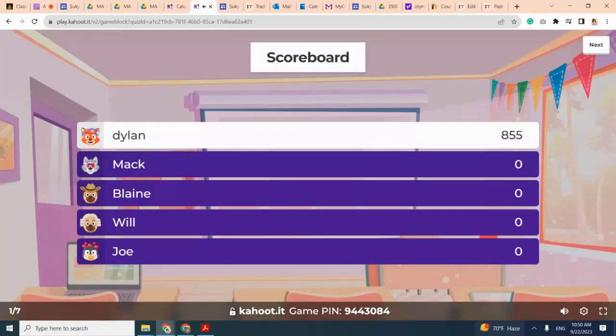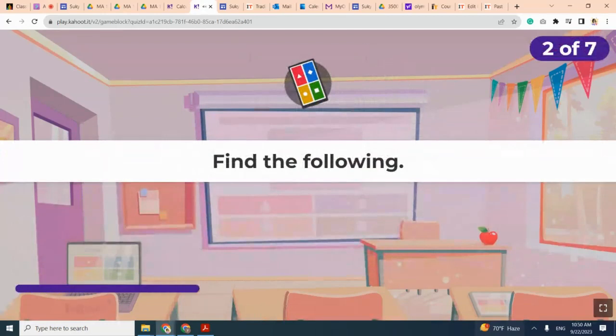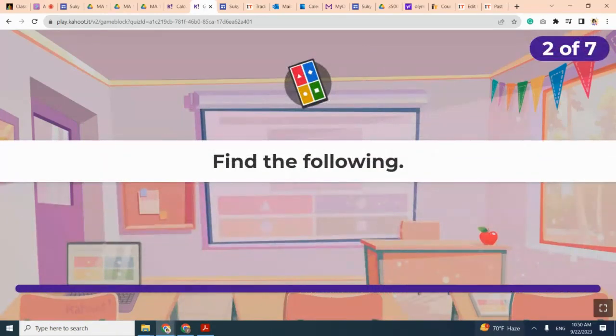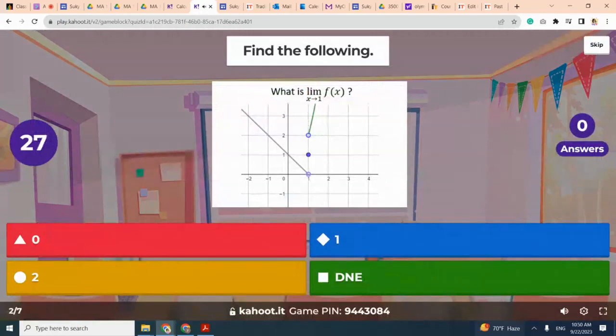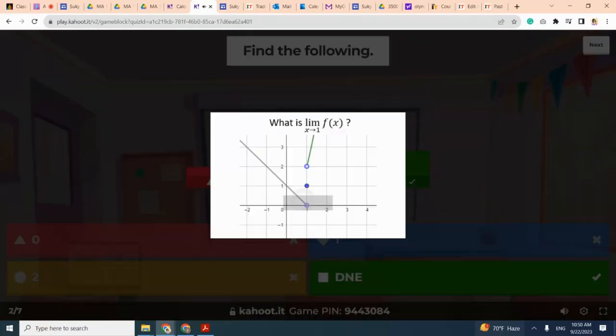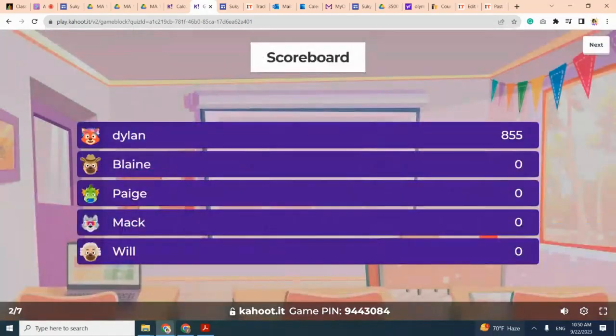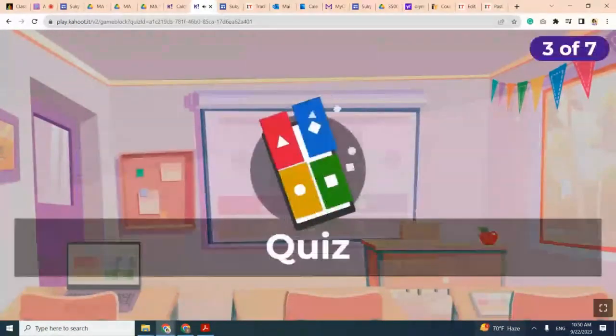Oh, okay, you didn't get it right. Good. Find the following. What is the limit as x goes to 1? You see the left side limit and right side limit do not match? So the limit does not exist. Okay. Good.